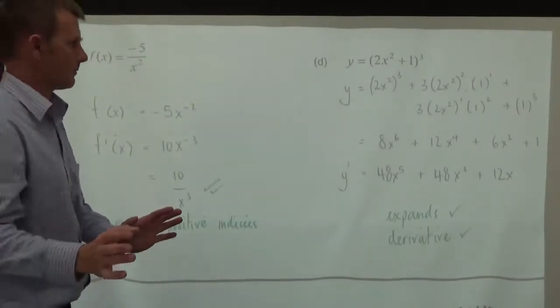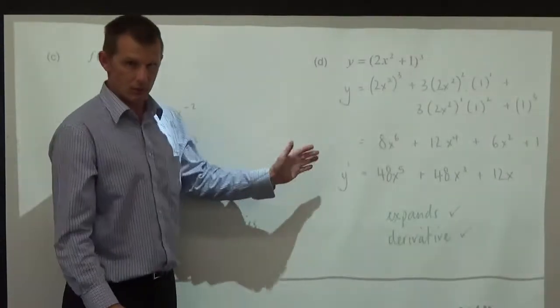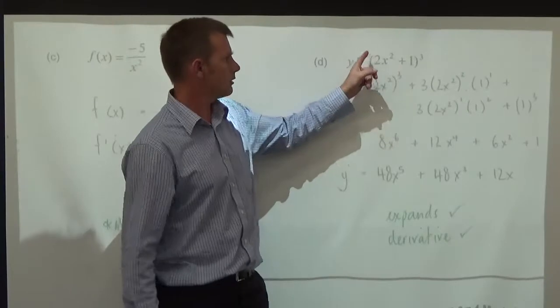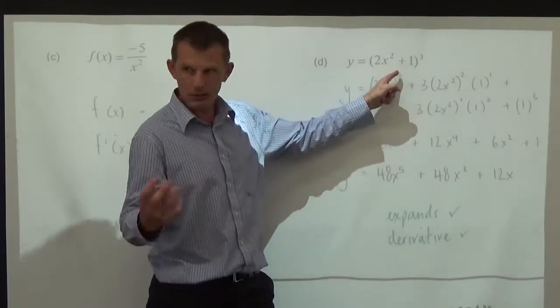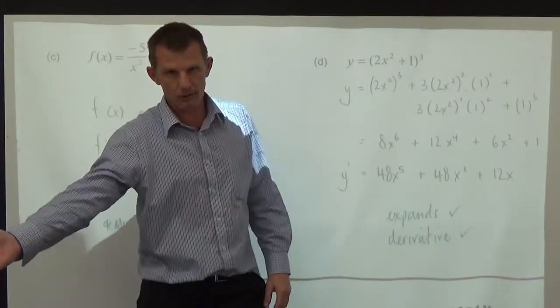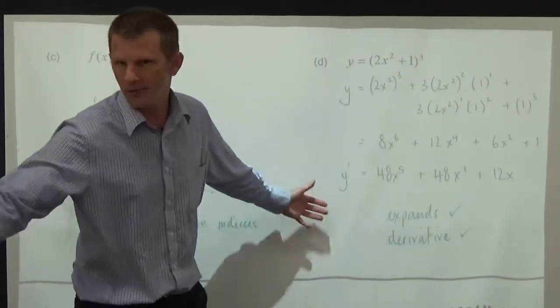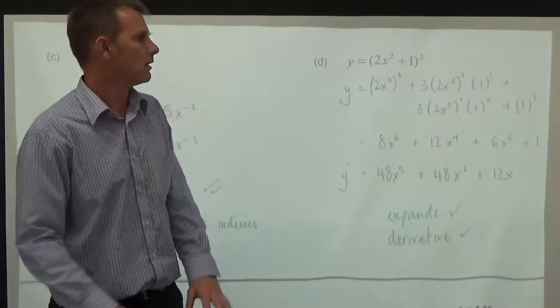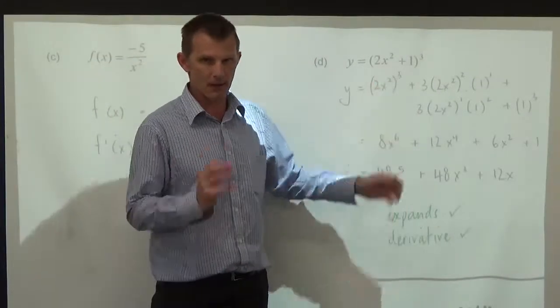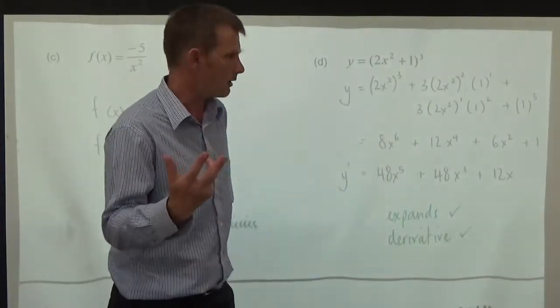You could have done this a couple of different ways. This is probably the simplest way, but you could have gone (2x² + 1)(2x² + 1)(2x² + 1), and then multiplied all of that out. It would have taken you a while. Not the way you want to do it. What I've done is use Pascal's triangle. If you're not sure about that, then look into that one.